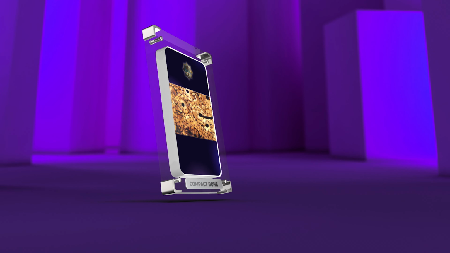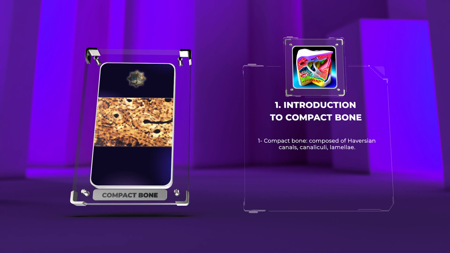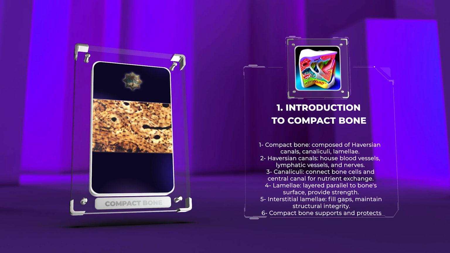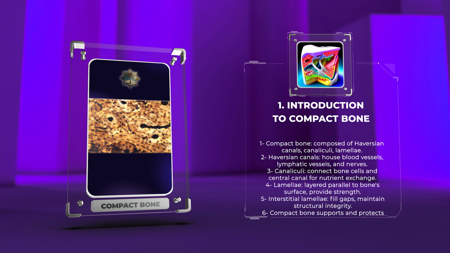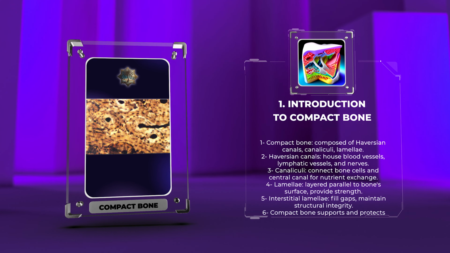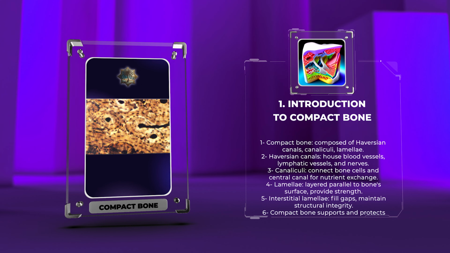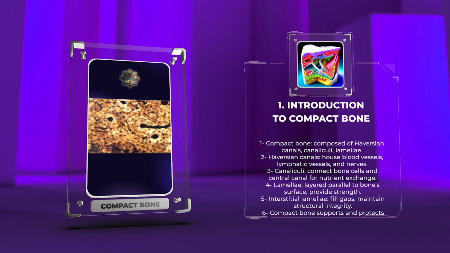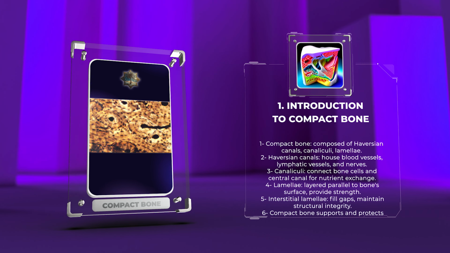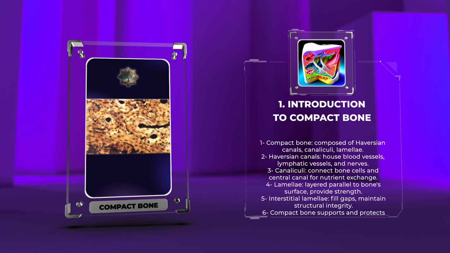Compact bone is composed of haversian canals, which house blood vessels, lymphatic vessels, and nerves to nourish bone cells. Canaliculi connect these cells in the central canal for nutrient exchange. Lamella are layered parallel to the bone's surface, providing strength. Interstitial lamella fill gaps, maintaining structural integrity. Compact bone supports and protects the body.